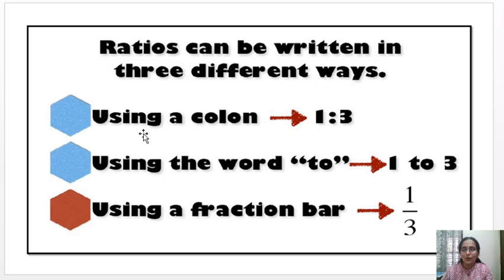So finally, I hope you are clear on the concept of ratio. Now, we will conclude how to express ratio. Ratio can be written in 3 ways: using a colon, the 2 dots named as colon, like 1:3; using the word to; and using a fraction bar, the ratio can be written as a fraction also. The first term is written as the numerator, the second term as the denominator.